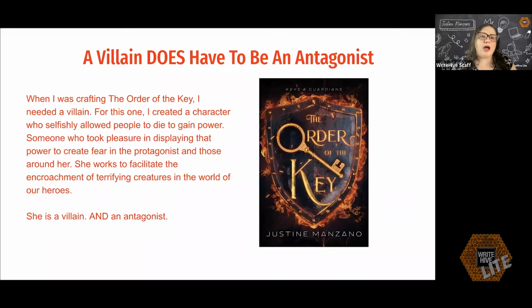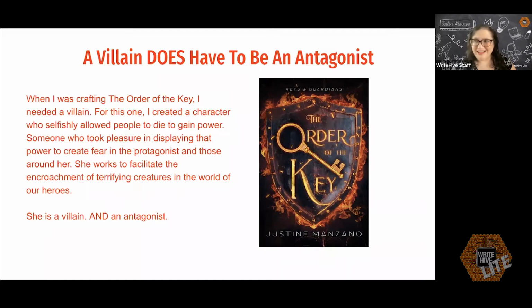So I created a character who selfishly allowed people to die to gain power. Someone who took pleasure in displaying that power to create fear in the protagonist and those around her, and who works to facilitate the encroachment of terrifying creatures in the world of our heroes. She is a villain and she's an antagonist. But the key here, and the part that we're going to explore further, is that she's interesting.